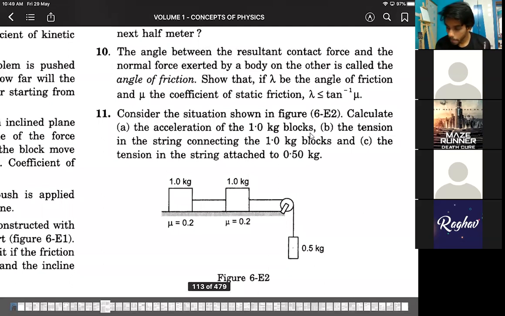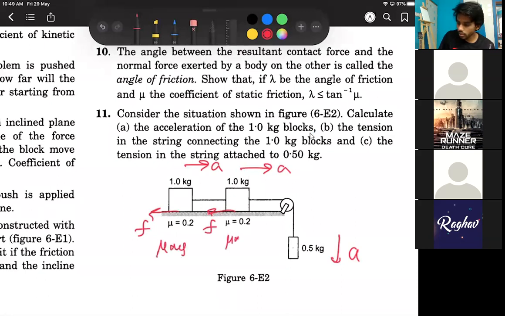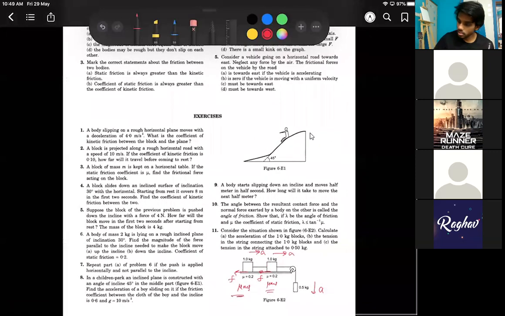Sir, in which direction would the acceleration be? First of all, the acceleration must be from left to right only, no, sir? Yes, sir. Because of that, friction is like this. If they are sliding, the friction is already mu mg, the maximum value. If they are not sliding, the friction is just balancing the tension. Now you can solve it, right? Yes, sir. So that is question number 11, guys.